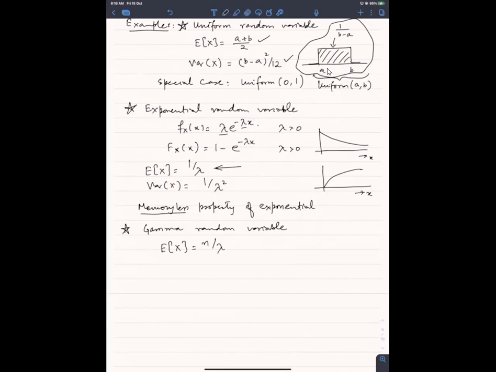We use the parameter alpha actually, so I'm going to use alpha here, alpha over lambda. And the density function of the gamma random variable was the same as the exponential with some additional things, which was lambda x power alpha minus 1 over gamma function of alpha.